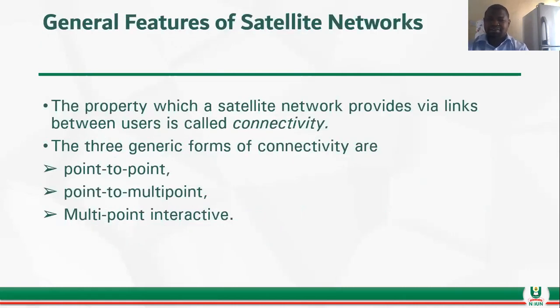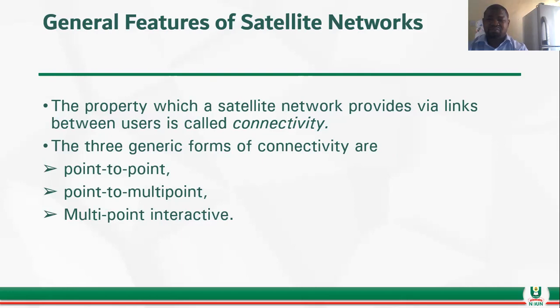The general features of satellite networks. The property which a satellite network provides via links between users is called connectivity. Okay? I can ask you what is defined as connectivity. You should know that connectivity is the property which a satellite network provides via links, now we have uplink, downlink, between users. It's called connectivity.